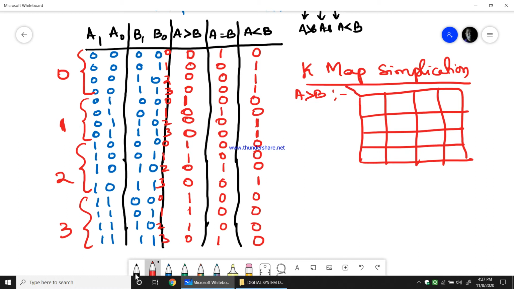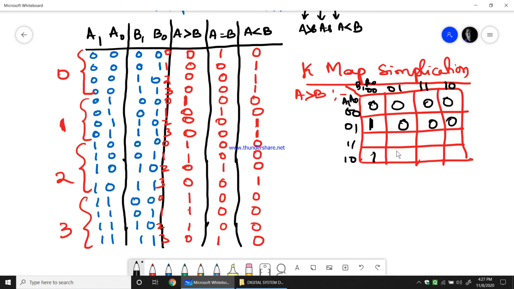So this is a 4 variable K-map. So this is A1 A0 here, B1 B0 there. So it is 0 0, 0 1, 1 1, 1 0, and 0 0, 0 1, 1 1, 1 0. Now A greater than B is 0 0 0 0 for 0, 1, 2, 3. For 4 it is 1. 5, 6, 7 it is 0.